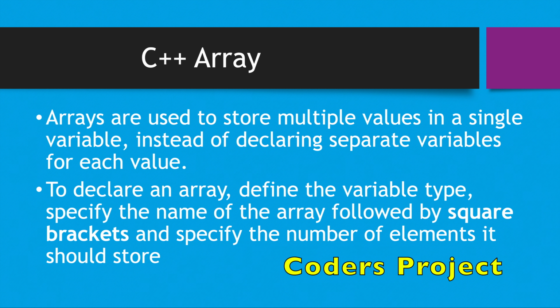So, what are arrays? Arrays are used to store multiple values in a single variable instead of declaring separate variables for each value. To declare an array, define the variable type, specify the name of the array followed by the square brackets, and specify the number of elements it should store. So, let me just show it to you. How do you create an array and much more.